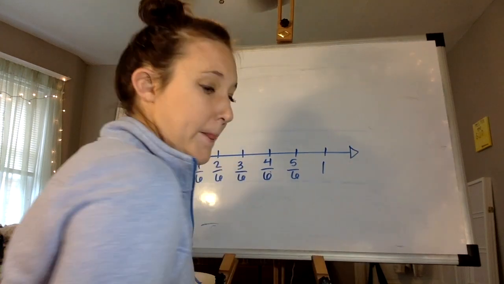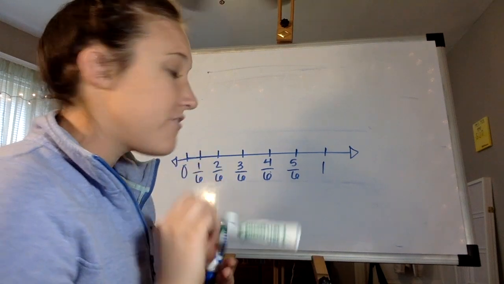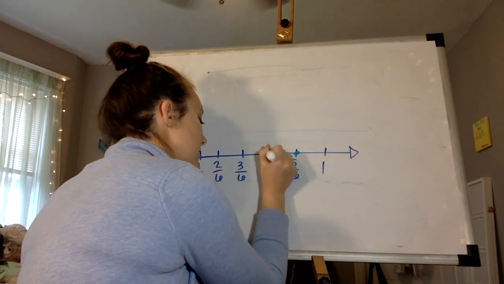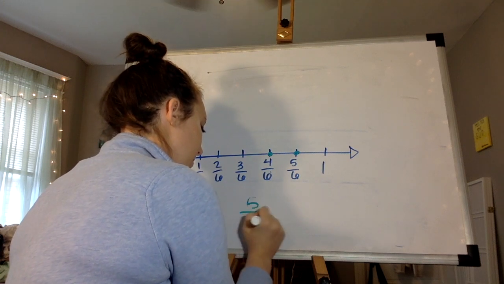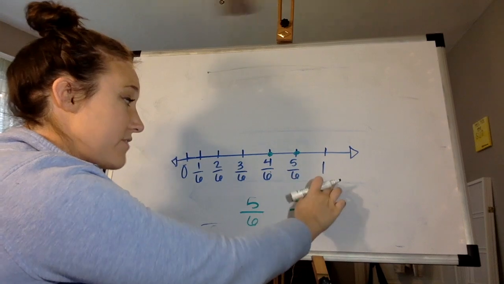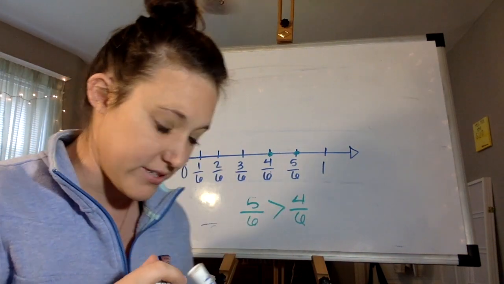Okay. So I'm going to use a different color to help you see. 5/6 right there. 4/6 right there. 5/6 compared to 4/6. Well, if you look, 5/6 is closer to the 1 whole. 5/6 is greater than 4/6.